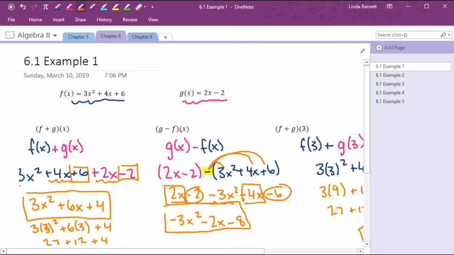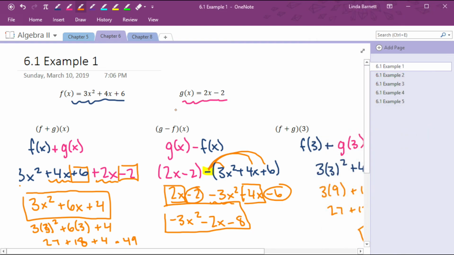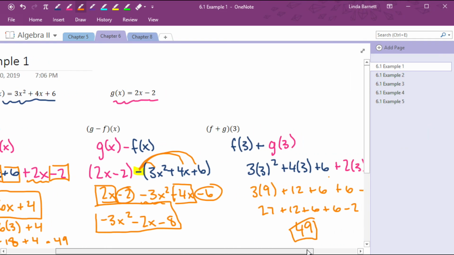Oh, this should be 18. That's why. This should have been 18. So if I plug 3 in, this is also going to be 49. Let's make sure. So we get 27 plus 18 plus 4. That is 49. Eureka! So either way, you could have done it.